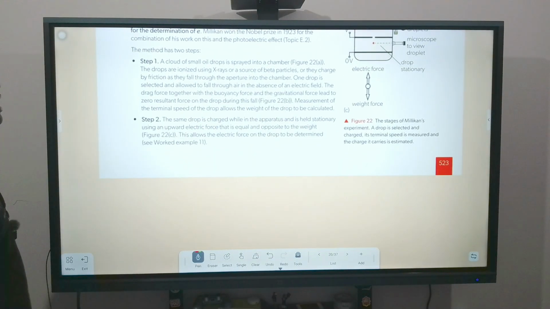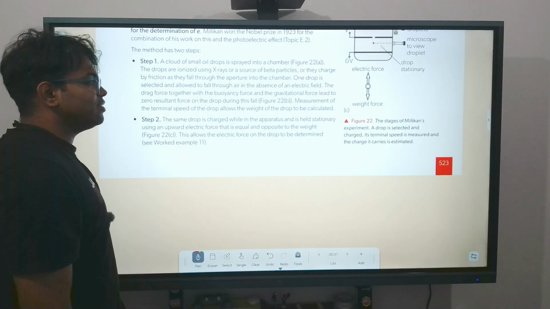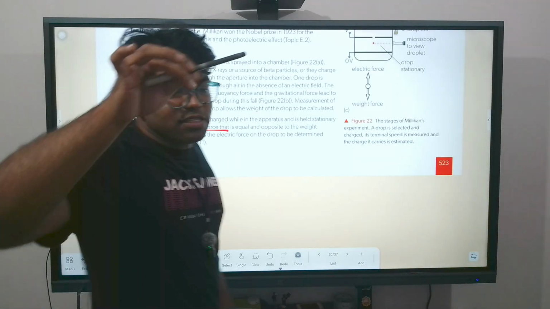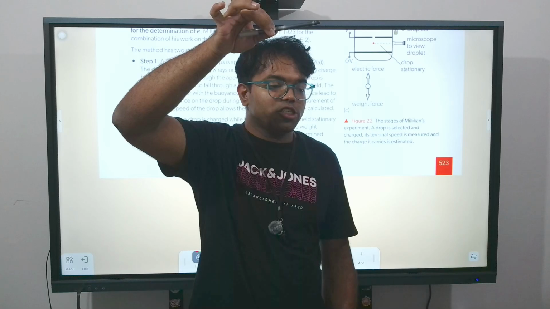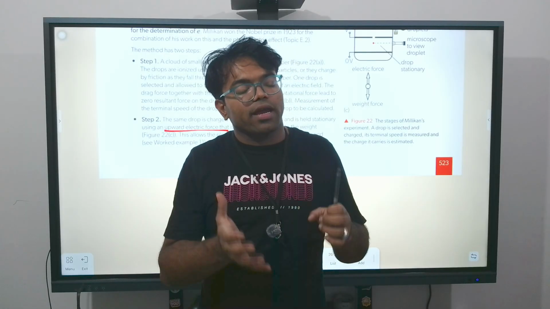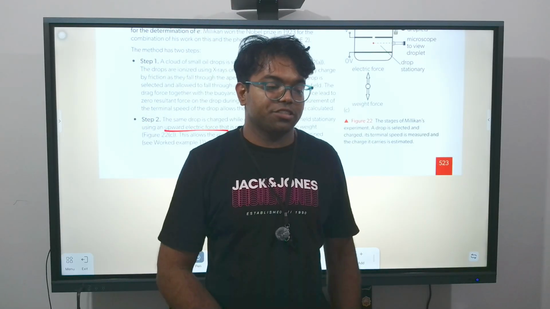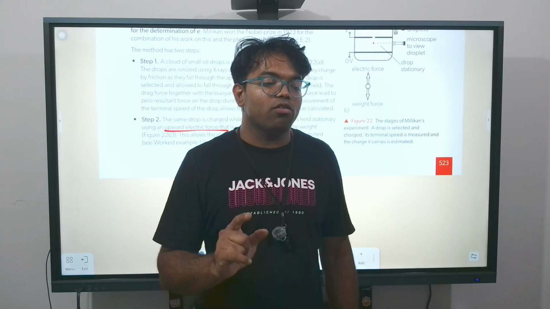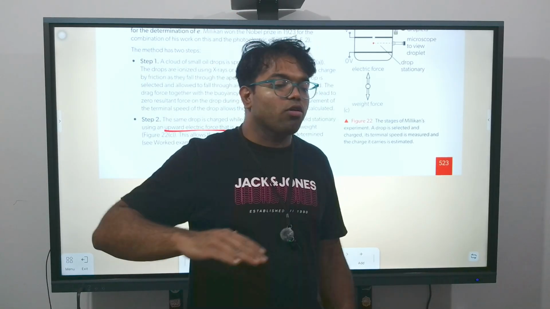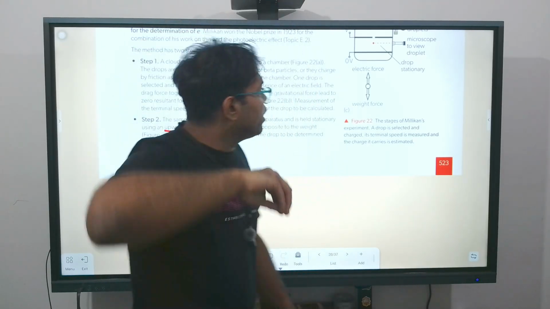Step 2, the same drop is charged while in the apparatus and is held stationary using an upward electric force. Now imagine this. There is a charged particle going down, and you are trying to balance it out with the help of an electric field that is going upwards. The negative plate was downwards, the positive plate was upwards.